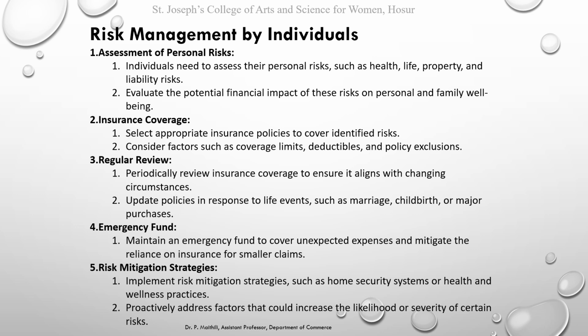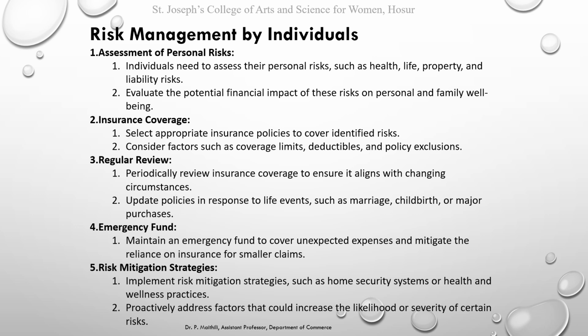Second one, insurance coverage. Select an appropriate insurance policy to cover identified risks. Consider factors such as coverage limits, deductibles and policy exclusions. Third one, regular review. Periodically review insurance coverage to ensure it aligns with changing circumstances. Update policies in response to life events such as marriage, childbirth or major purchases.